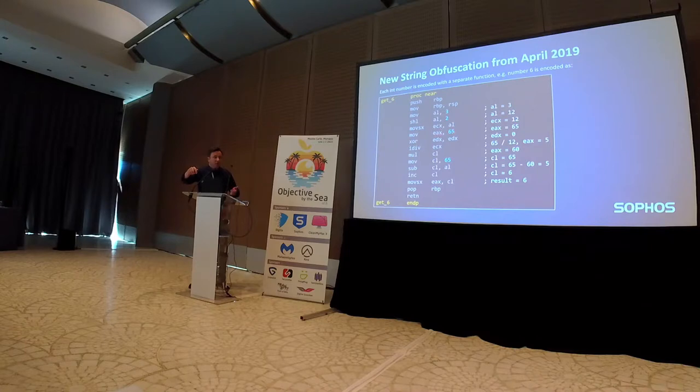Move 65 into EAX. XOR EDX, EDX puts 0 into EDX. Then DIV ECX will divide EAX, which is 65, by ECX, which is 12. 65 divided by 12, whole number is 5. Multiply EAX, which holds 5, with CL, which holds 12, you get 60. Move 65 into CL and subtract AL from CL, subtract 60 from 65. The result is 5, then increment CL by 1, CL gets 6. Put 6 into AX, so return 6. So you can imagine the smoke and mirrors, the hustle they do to return 6.